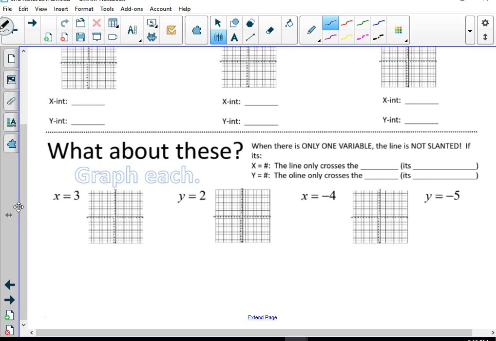This is very important. When there's only one variable, the line is not slanted. If it's x equals the number, it only crosses the x-axis. It's vertical. And if it's y equals a number, the line only crosses the y-axis. It's horizontal.